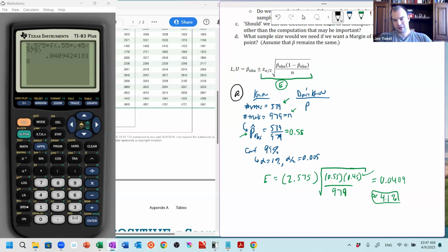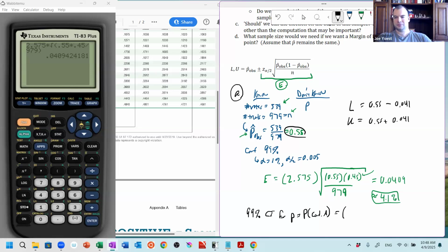To finish out our confidence interval, we say our 99% confidence interval for p, the probability the person votes for candidate A. Well, we have a lower bound and an upper bound. The lower bound is p hat observed, well, that's 55% minus the margin of error, minus 4.1%. And the upper bound is 55% plus 4.1%. So for my upper bound, this would give me 59.1%.